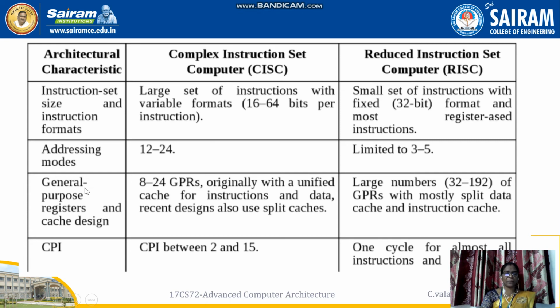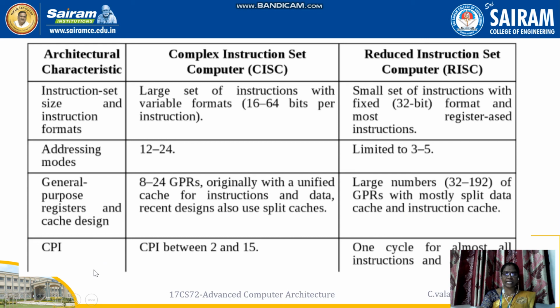Then general purpose registers and cache design. GPR is nothing but general purpose register. In CISC architecture, 8 to 24 general purpose registers are used, with a unified cache for instruction and data. In RISC architecture, you have a larger number of GPRs, varying from 32 to 192 GPRs, with mostly split data and instruction caches. The cache design for CISC is unified, but in RISC it is split.